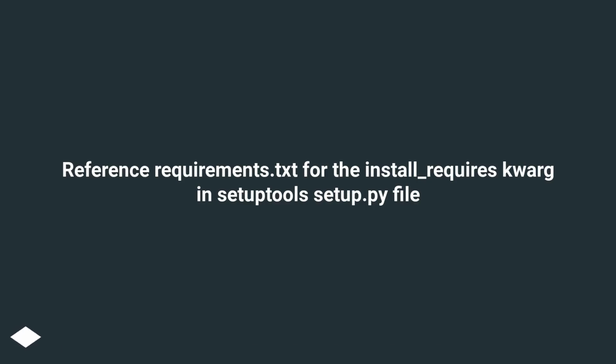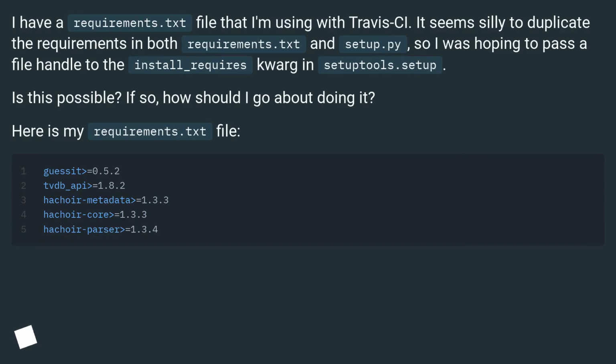Reference requirements.txt for the install_requires kwarg and setuptools setup.py file. I have a requirements.txt file that I'm using with Travis CI. It seems silly to duplicate the requirements in both requirements.txt and setup.py, so I was hoping to pass a file handle to the install_requires kwarg in setuptools.setup. Is this possible? If so, how should I go about doing it?